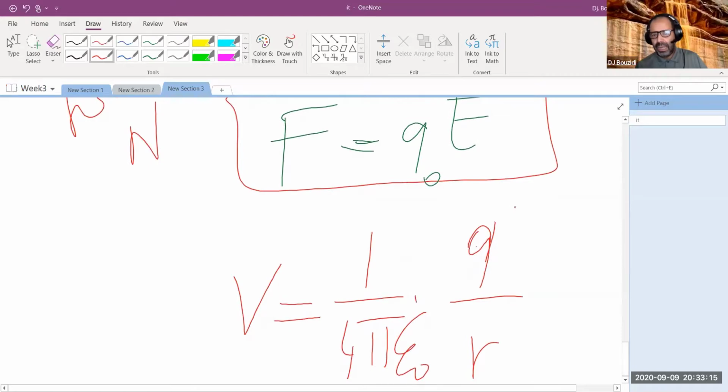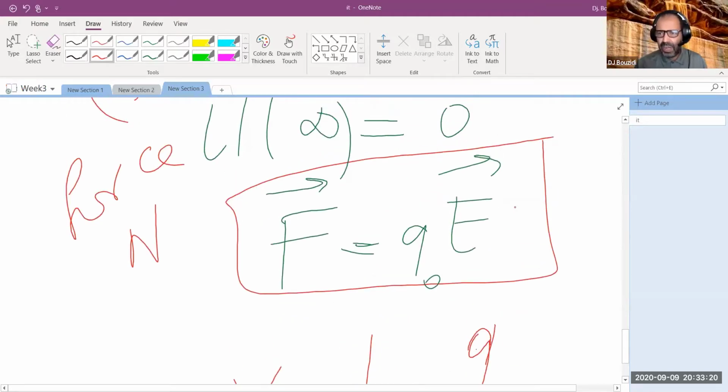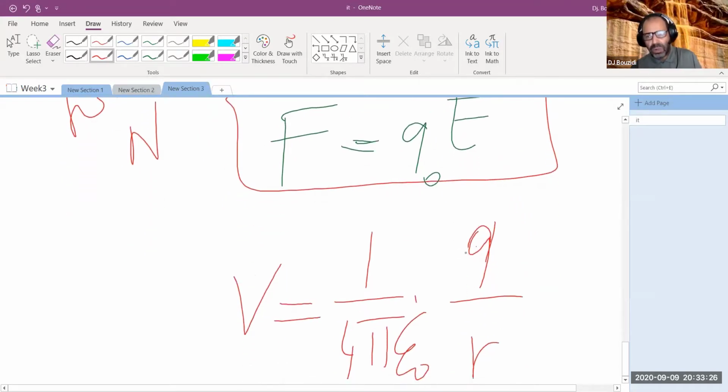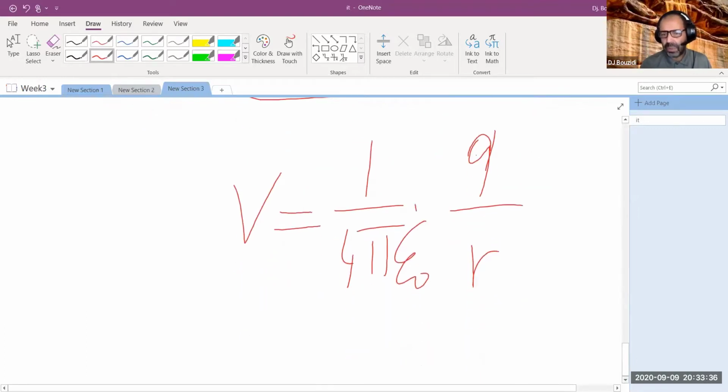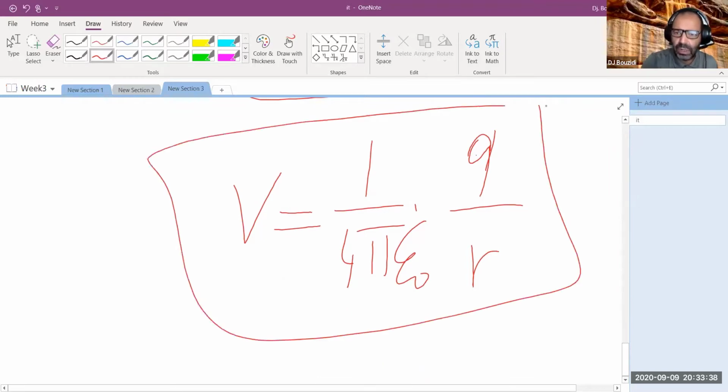Now, if you bring a charge Q naught, it's going to be subject to an electric field, an electrostatic force, which is equal to the charge times the electric field. And also there is an energy for it being there, which is equal to that charge Q naught times V. This is a new concept now, the electric potential. So this is V, so this is my electric potential.